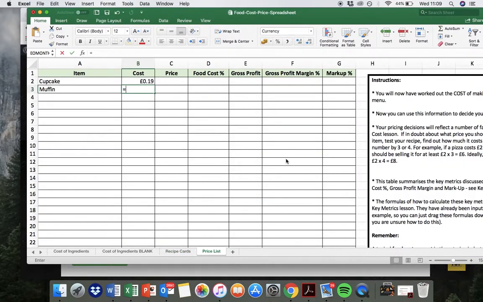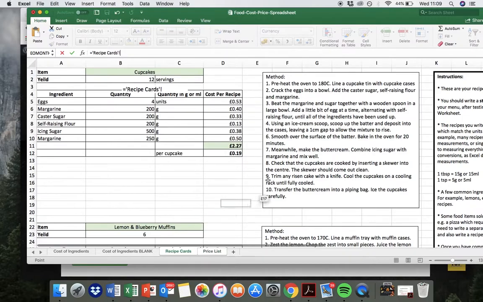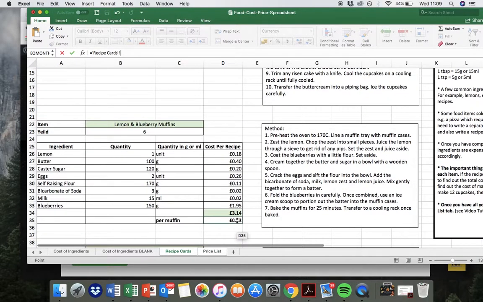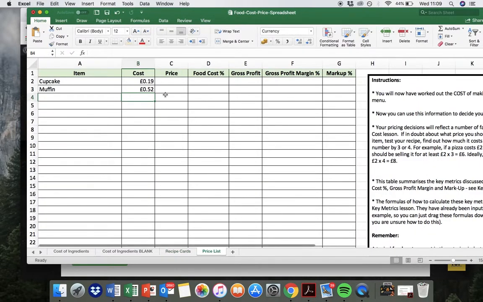Instantly it changes. This is what I like about Microsoft Excel. It's very responsive and very clever. And there you go. You can see here, wow, there's quite a big difference between the cost of making a cupcake versus a lemon and blueberry muffin.